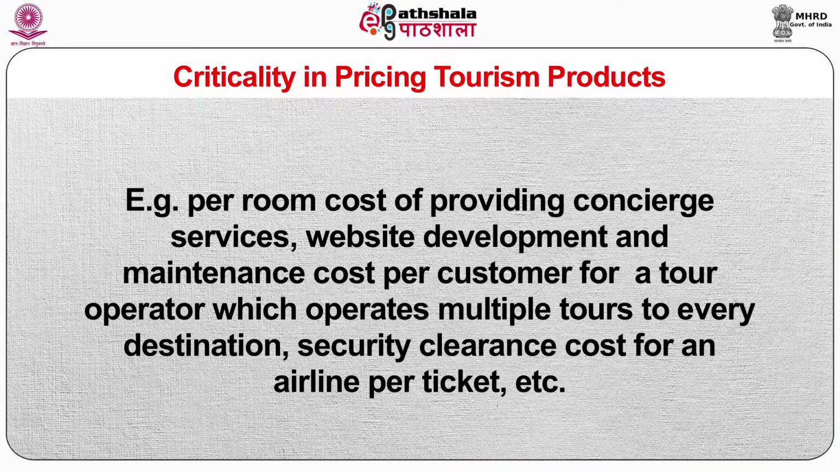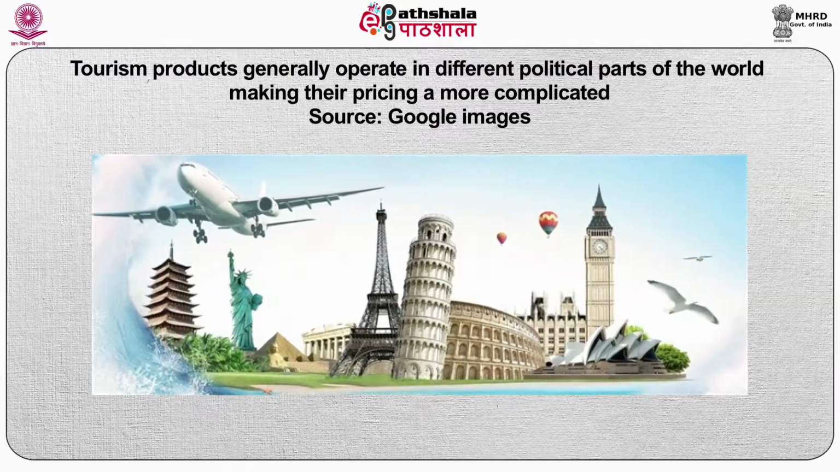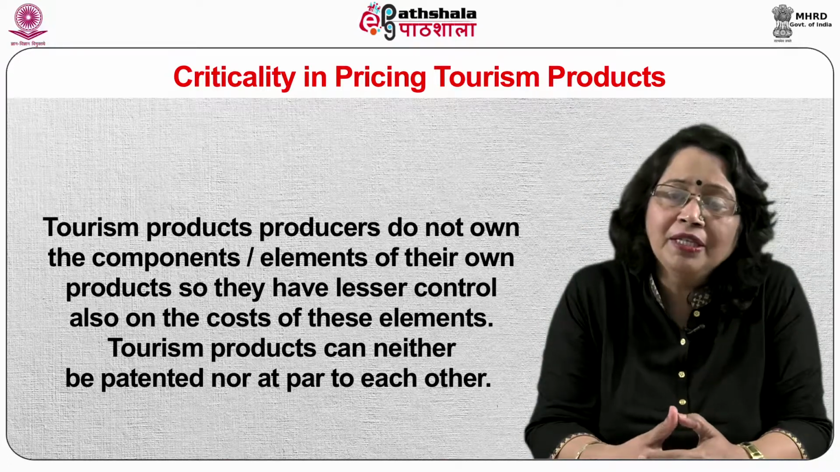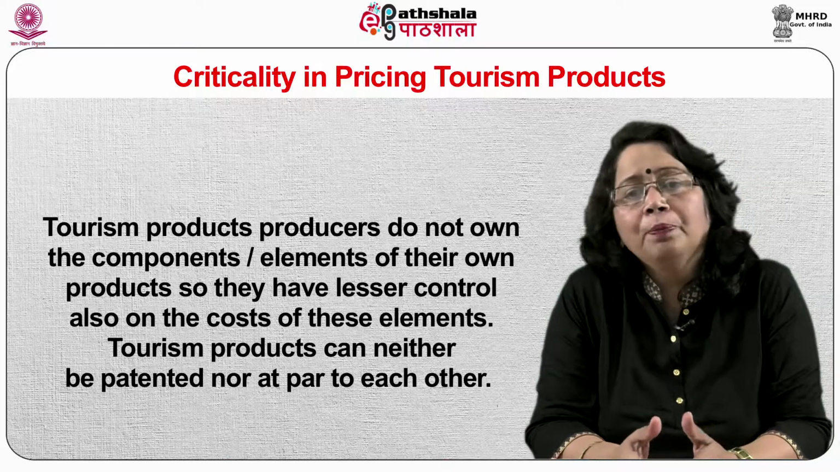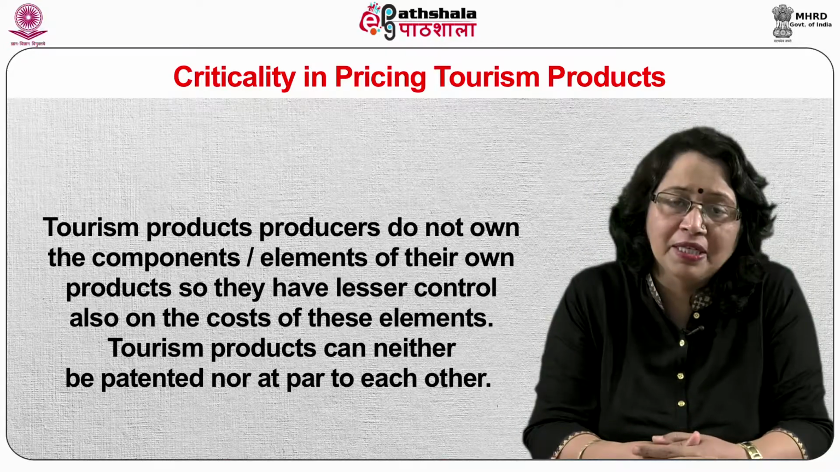For example, the cost of providing concierge services, website development and maintenance cost per customer for a tour operator which operates multiple tours to every destination, security clearance cost for an airline per ticket, etc. Tourism product producers do not own the component elements of their own products, so they have lesser control on the cost of these elements.